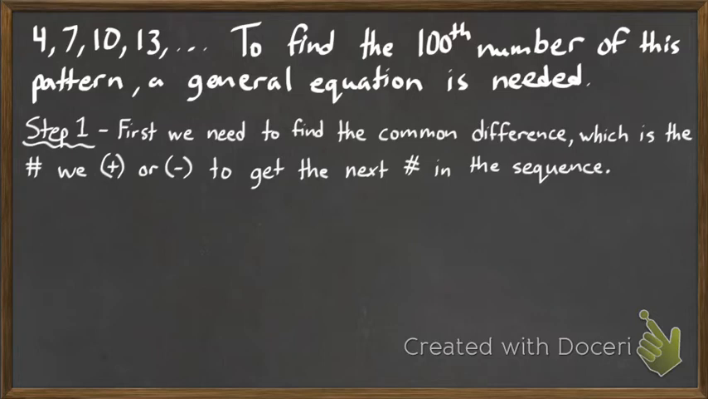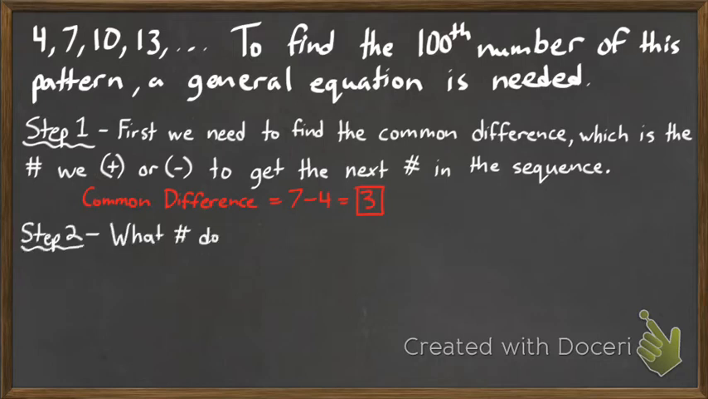So if I look at 4, what am I adding to 4 to get 7? Which is 3. And then if I take 7 plus 3, it gives me 10. So our common difference, or another way to look at it, is if you take your second number and subtract your first number, if the pattern isn't as obvious, we get a common difference of 3.